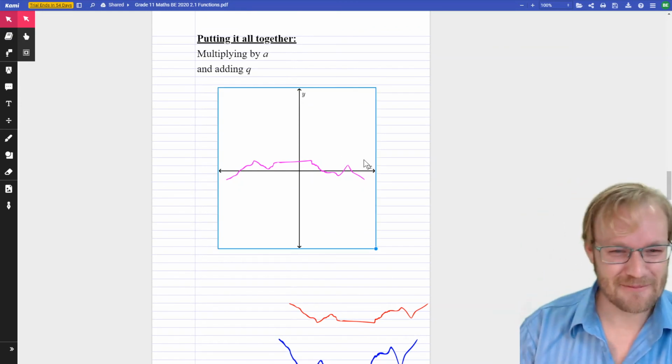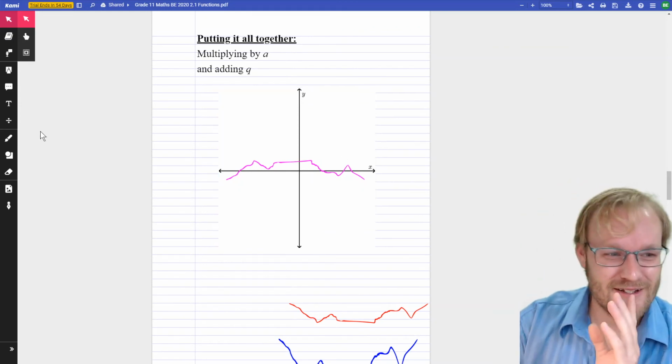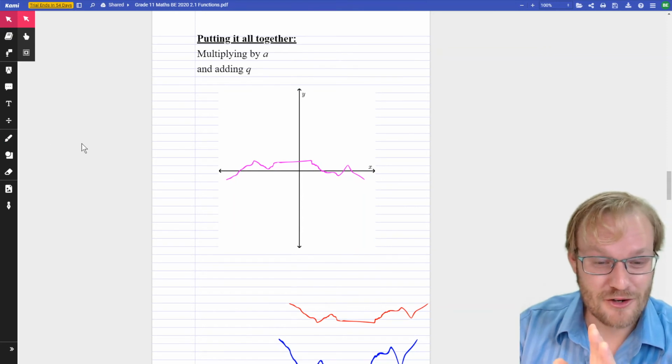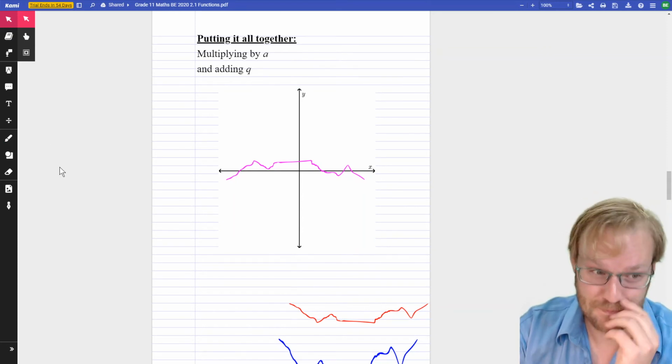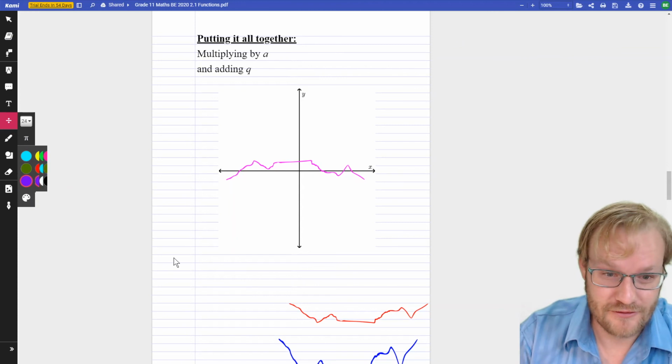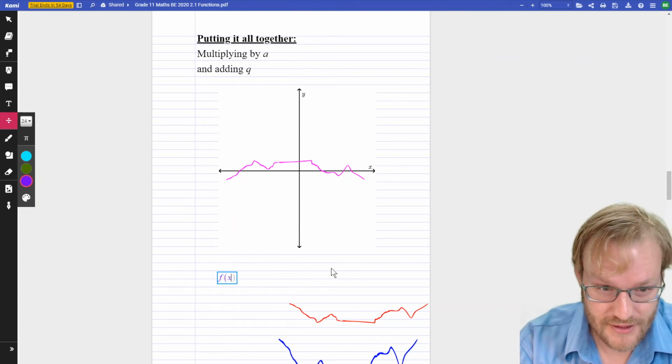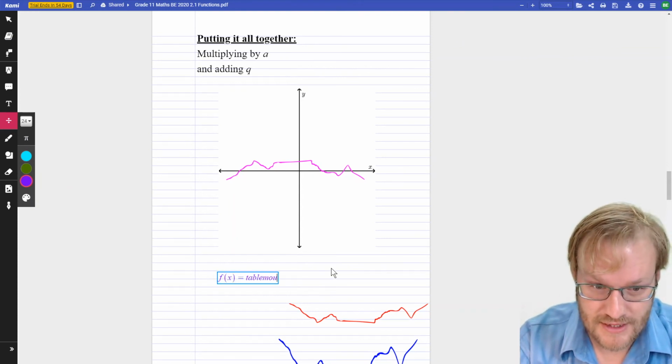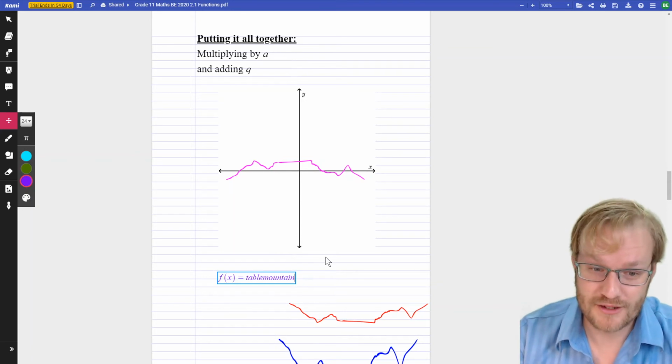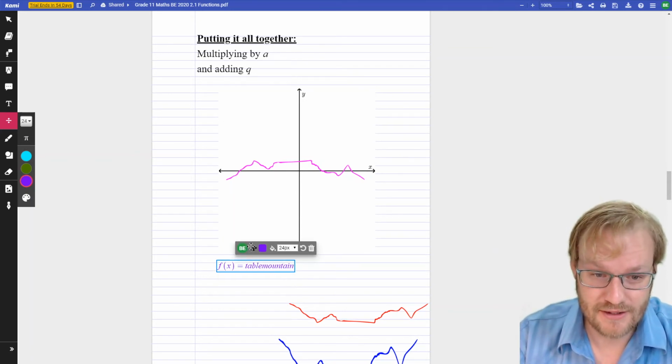We just keep going. So let's finish it off, and I'm going to go through this one a bit more slowly. We've got our original function. F of x equals Table Mountain. It's been drawn for us. There it's sitting pretty.